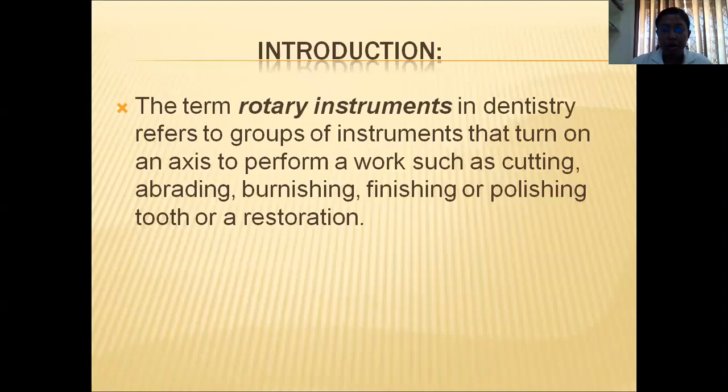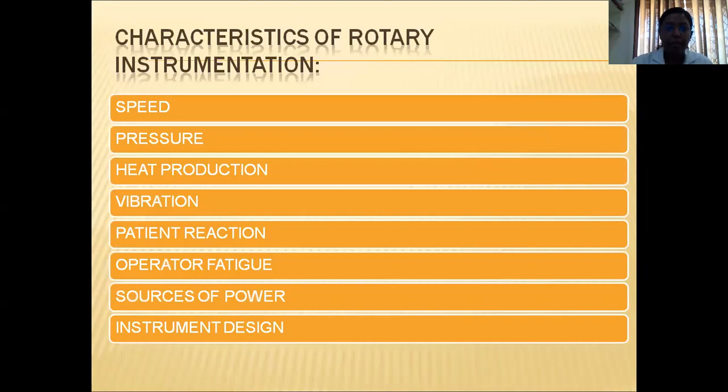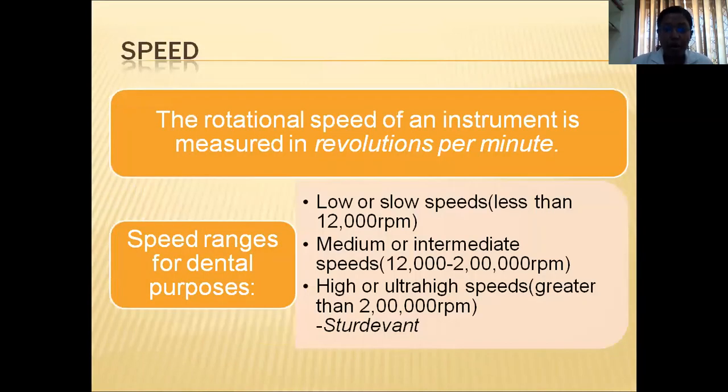So the term rotary instruments in dentistry refers to a group of instruments that turn around an axis and perform any function such as cutting, abrading, burnishing, finishing, polishing of the tooth structure or the restoration. The characteristics of rotary instruments can be listed under speed, pressure, heat production, vibration, patient reaction, operator fatigue, sources of power, and instrument design. So we'll see one by one in detail.